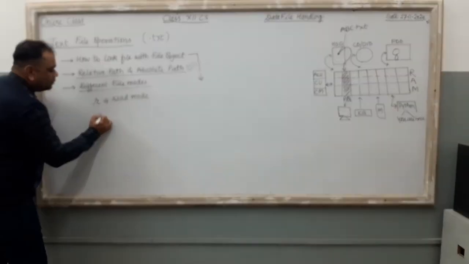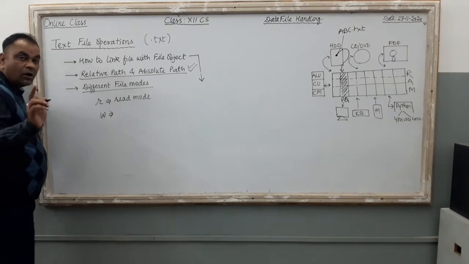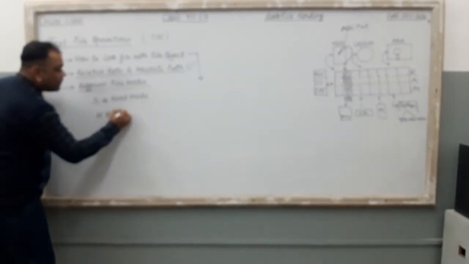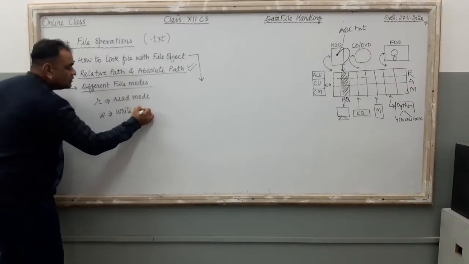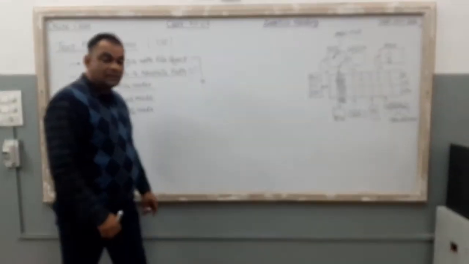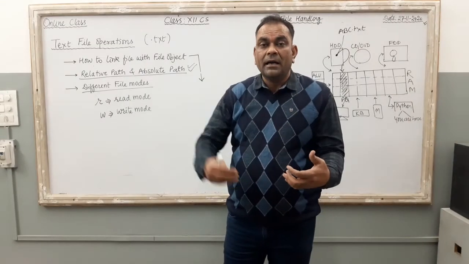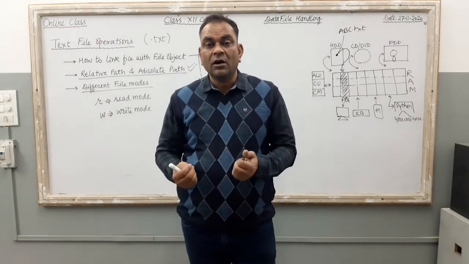Now what is the second mode? Second one is w. w stands for small letter. r in small, w in small. w stands for write mode. अब इसमें समझो कई चीजें. Write mode means what? भाई, I am going to write my program data into the file. Means what?